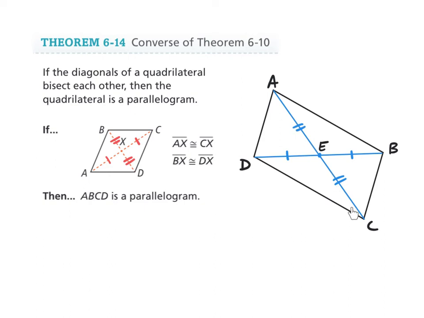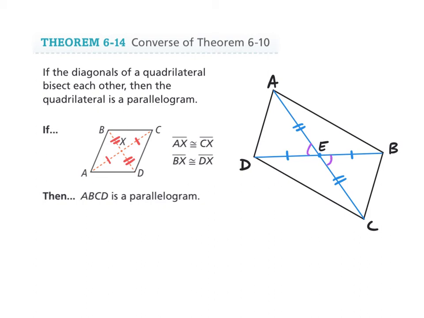And you can see I've drawn it so that my diagonals are bisecting each other. So the question is, how does that make the opposite sides have to be parallel to each other? Well, we're going to use the idea of congruent triangles again. I'm going to mark my vertical angles congruent here in the middle.